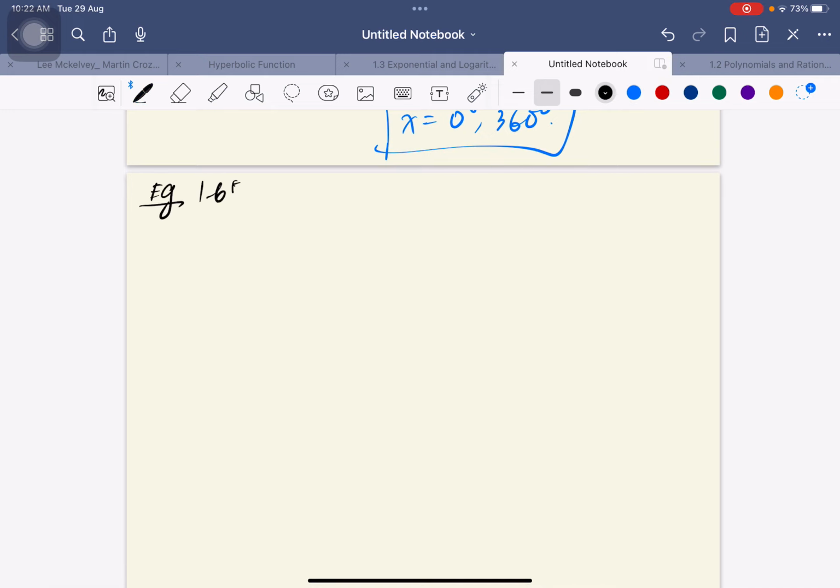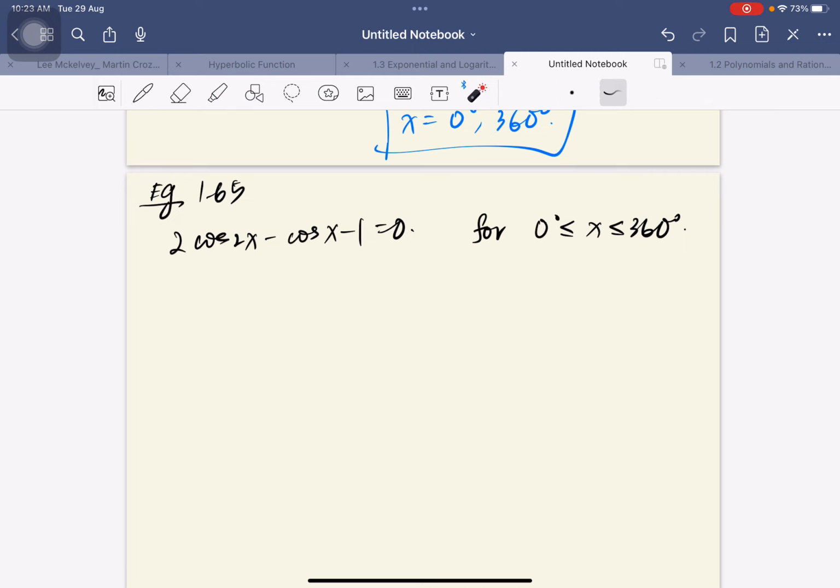Example 1.65. Solve the equation 2 cos 2x minus cos x minus 1 equals 0 for 0 to 360 also. So 2 cos 2x minus cos x minus 1 equals 0. We can see everything's in terms of cos right now, so it's very simple. But notice that this is cos 2x. It's not in terms of cos x, meaning that we need to further simplify. We need to further decompose the formula.